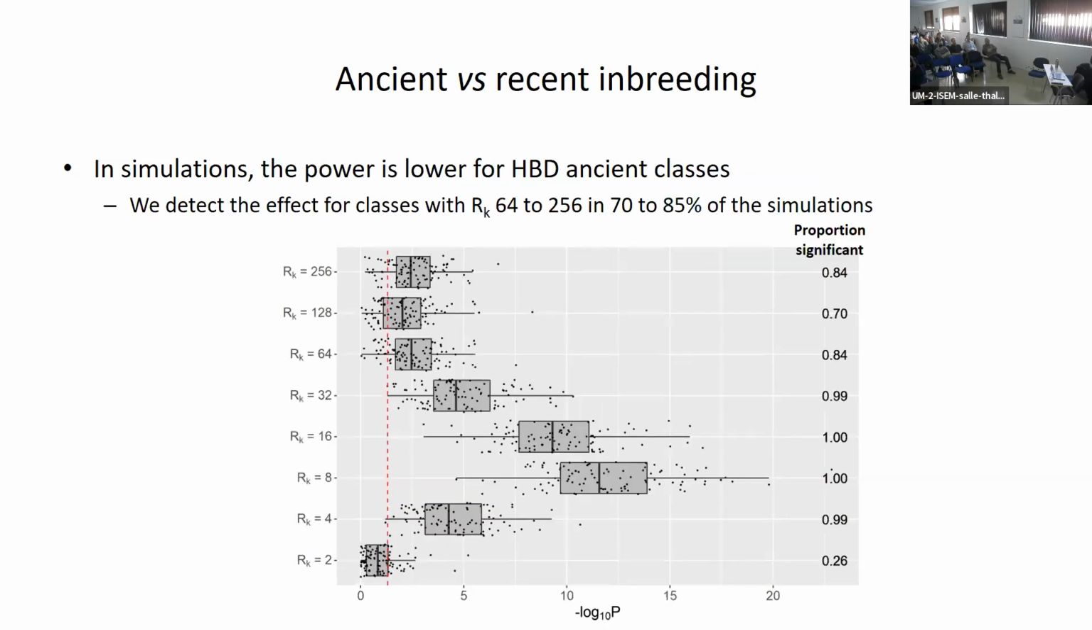And then the second graph shows you the power we have to capture the inbreeding. What we see is that in 100% of situations for the intermediate classes here, we always detect the inbreeding. For the ancient classes, we have a bit less power, but still, in most of the cases, we detect something.